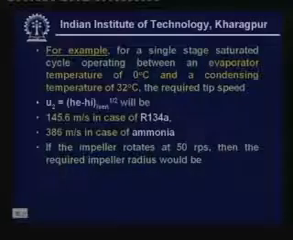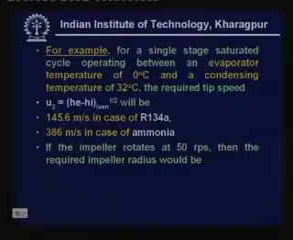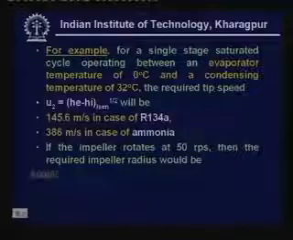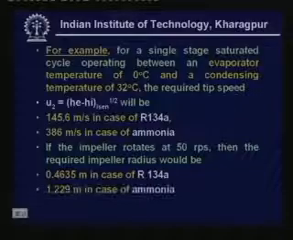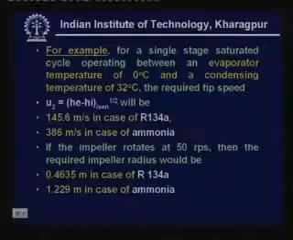You can also calculate the required impeller radius, assuming that the impeller is rotating at 50 rps; from the tip speed and the rps you can find the required radius. You find that the required radius in case of R134a will be 0.4635 meters, and in case of ammonia it will be 1.229 meters. That means for a given rotational speed, an ammonia compressor, if you are using a single stage, will be very large compared to R134a. In fact, we will see later that for centrifugal compressors, high boiling point refrigerants are normally more suitable compared to low boiling point refrigerants.